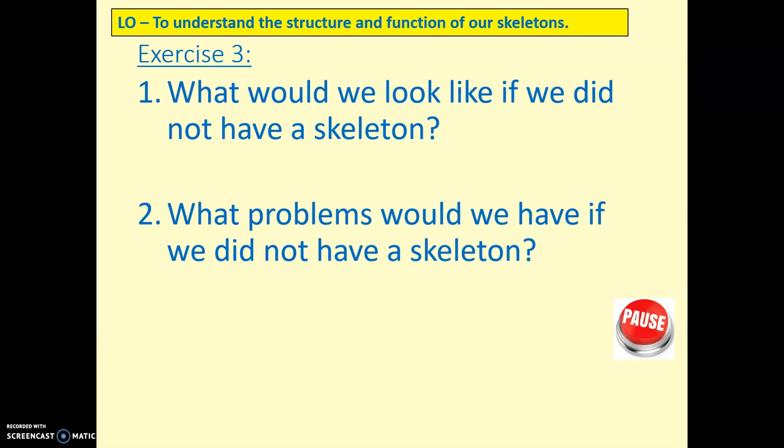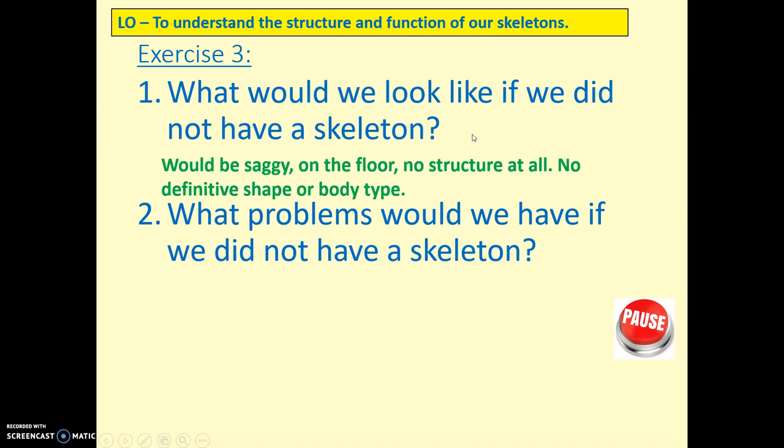We'll go through this and correct any answers we don't have, or tick off the correct answers we do. So, the first question, as mentioned, what would we look like if we did not have a skeleton? So, we would have a saggy shape, we'd be on the floor, and we generally have no structure at all. So there'd be no definitive shape or body type. We'd just kind of be like a blob on the ground.